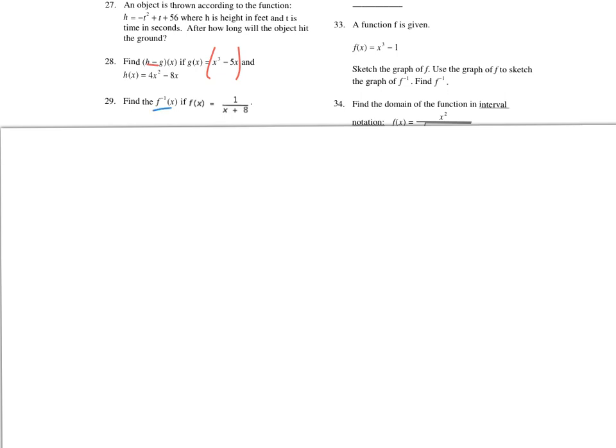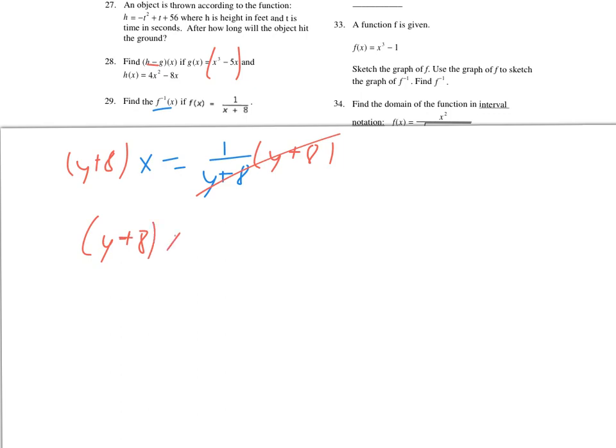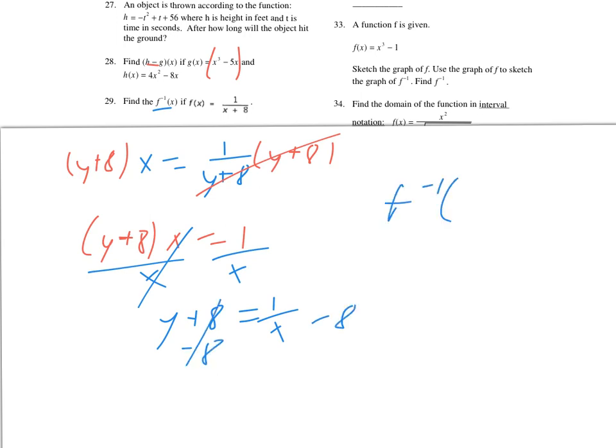29 is asking us for the inverse, and so I'm going to switch x and y. And so then I would multiply both sides by y plus 8. And then, let's see, what would I do next? I would actually just not distribute that. I would just say y plus 8 times x equals 1. And so then I would divide by x, over. And so I have y plus 8 equals 1 over x, and then I would subtract the 8 over. So f inverse of x equals 1 over x minus 8.